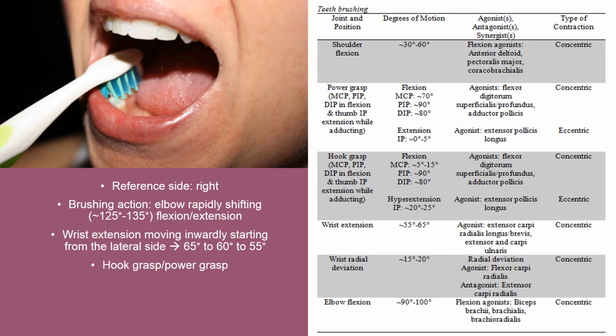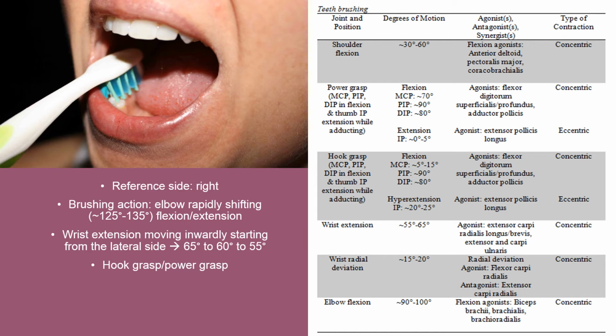Again, starting from the right lateral side, while brushing, wrist extension will go from 65 degrees to 60 degrees to 55 degrees as the wrist slowly flexes from an extended position and becomes less extended as it rolls in. First, brushing the lateral molars, the top of the molars, and then the medial side of the molars.